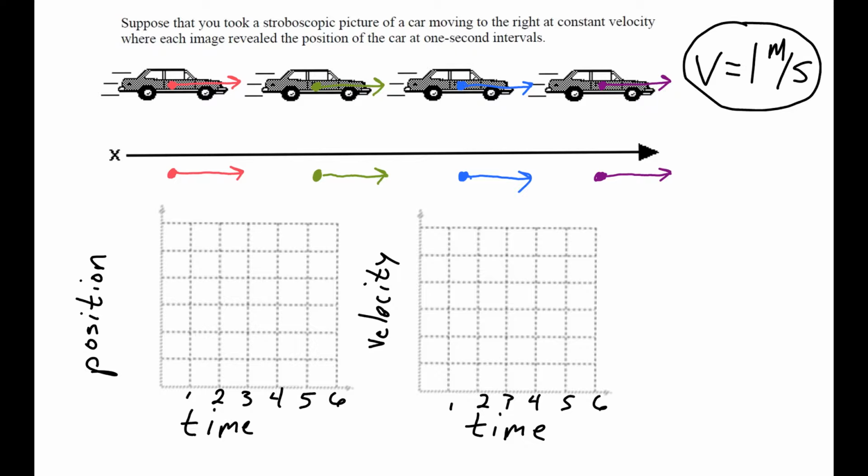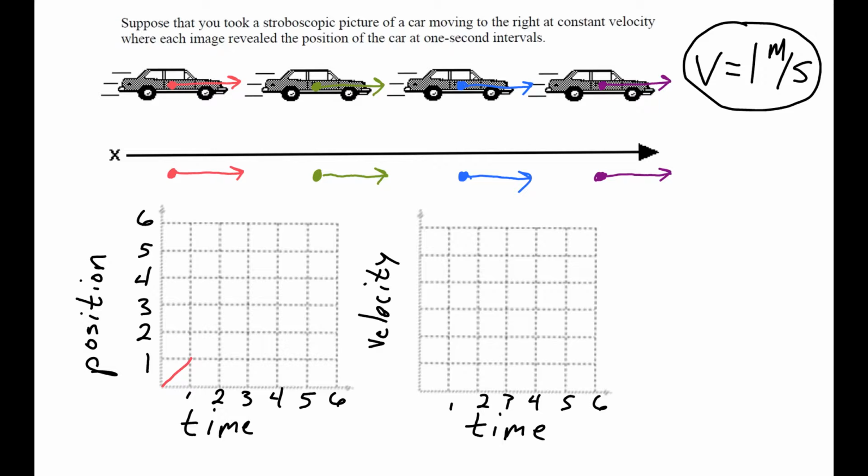So when we make our position axis, again, we're going to say 1, 2, 3, 4, 5, and 6. So now we're going to have to graph that according to what we have for our motion map. So for our first second, since our velocity is 1 meter per second, we're going to say that this goes from here to here in 1 meter. So I'm going to go ahead and draw that. So here's our 1 meter.